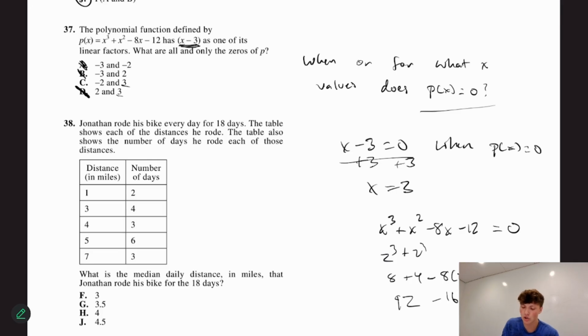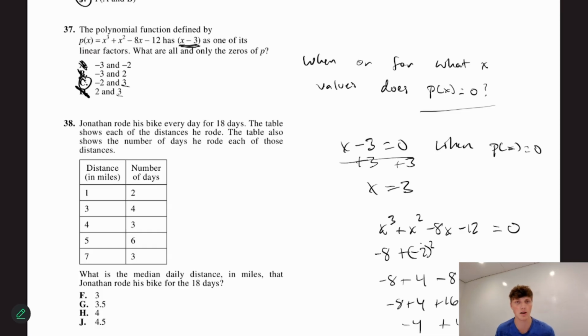Now let's make sure that negative 2 does work. Negative 2 cubed is going to be negative 8, plus negative 2 squared, so negative 8 plus 4, minus 8 times negative 2, so negative 8 plus 4 plus 16, and then minus 12. That gives me negative 4 plus 4 equals 0. That's correct. Okay, so answer choice C is actually going to be our best option here.